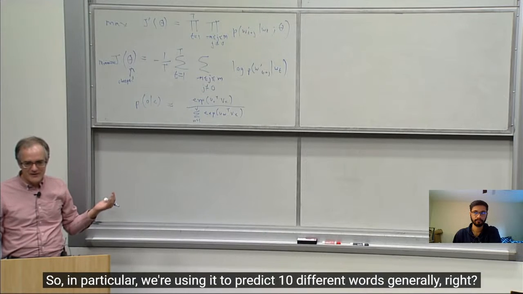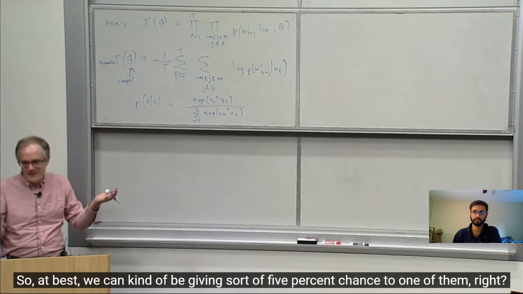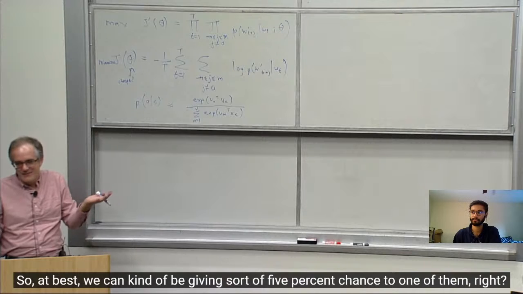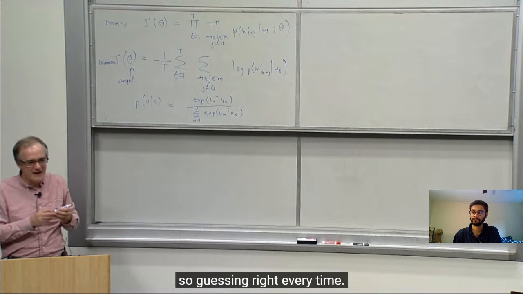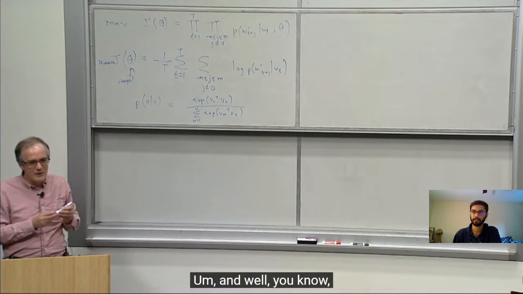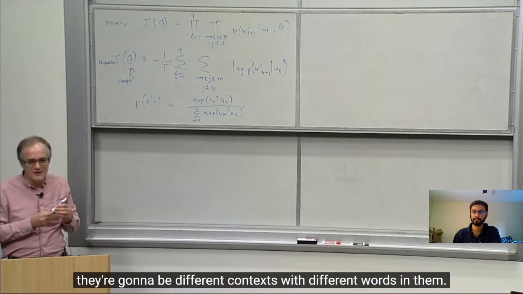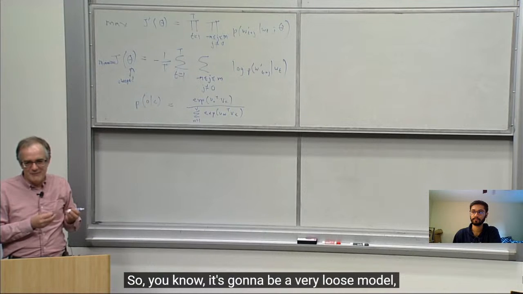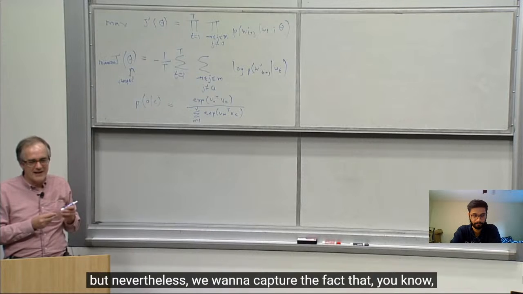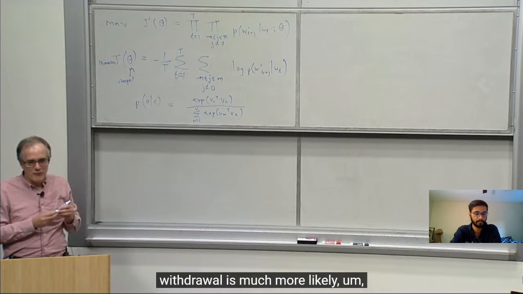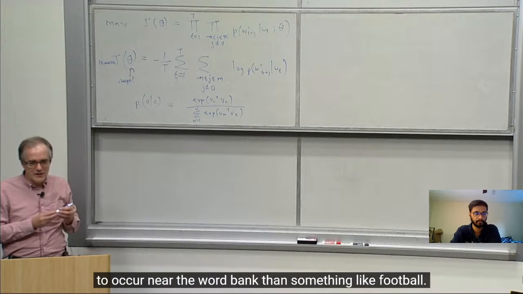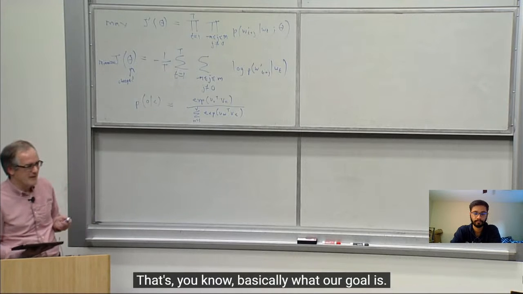So in particular, we're using it to predict 10 different words generally, right? So at best, we can be giving something like a 5% chance to one of them. We can't possibly be guessing right every time. And there are going to be different contexts with different words in them. So it's going to be a very loose model, but nevertheless, we want to capture the fact that withdrawal is much more likely to occur near the word bank than something like football. That's basically what our goal is.